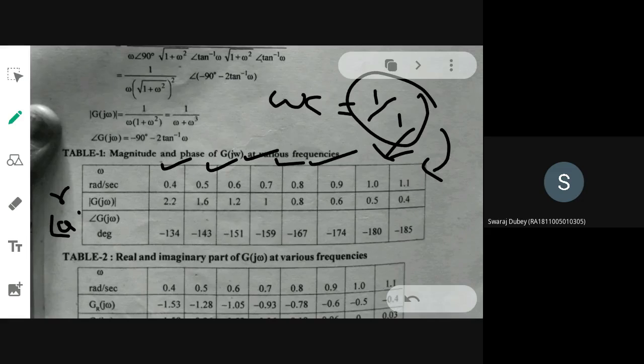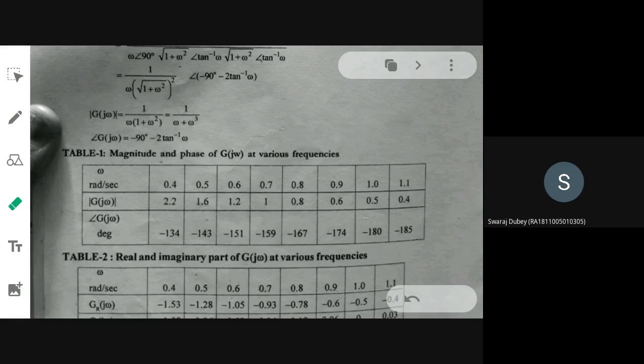You can choose 0 also, you can choose infinity also, no problem. But in and around the corner frequency, you choose these ω values. The corner frequency is coming around 1, so around that value they have chosen here. That you are going to substitute in these equations.